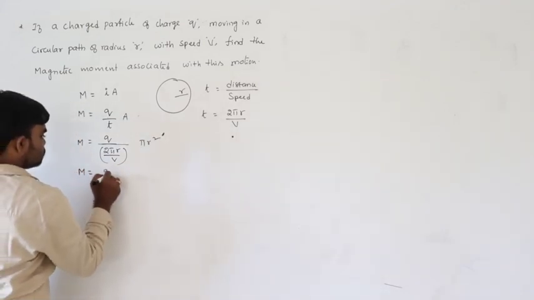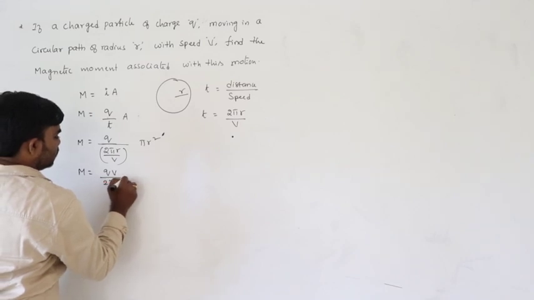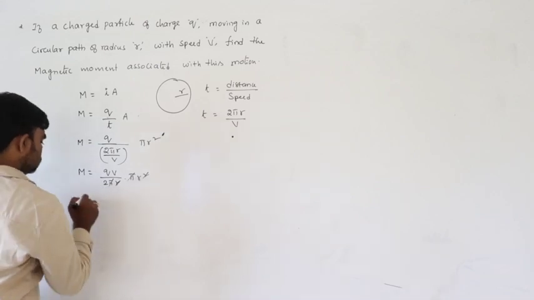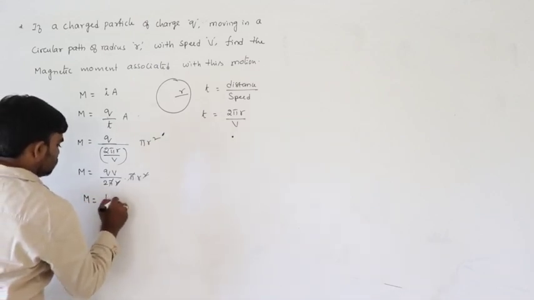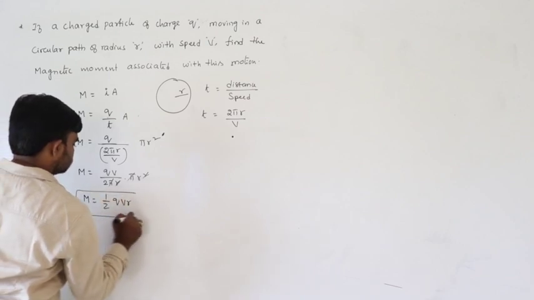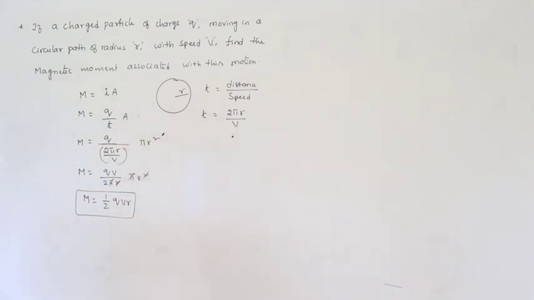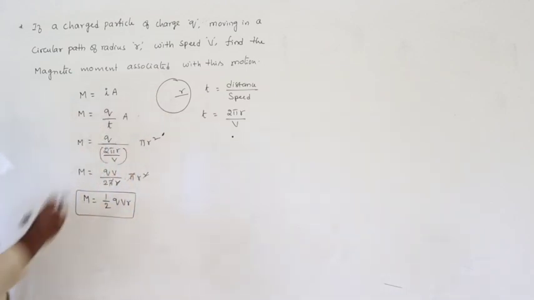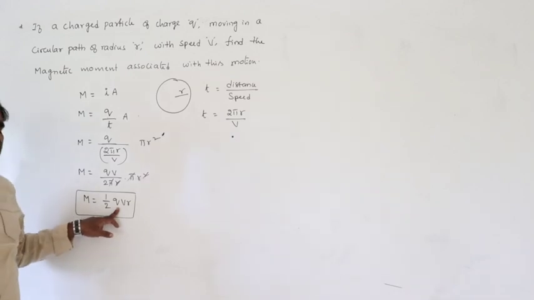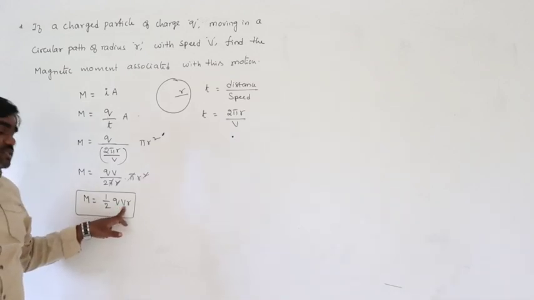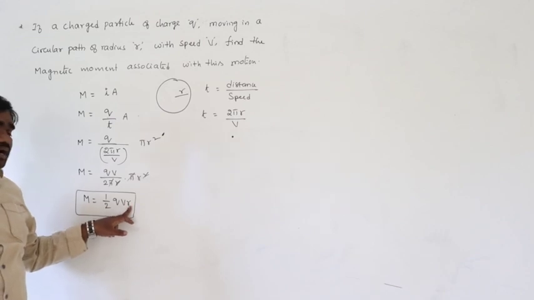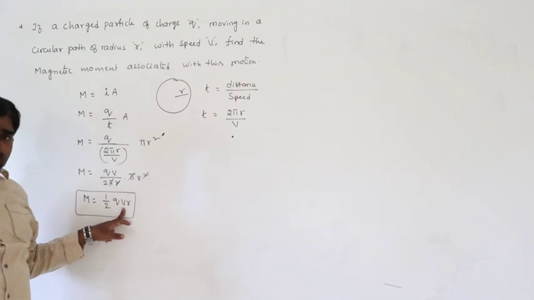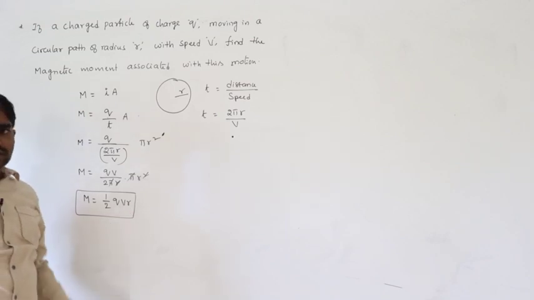So, M is equal to qv by 2 pi r into pi r square. Pi gets cancelled, one r cancelled. So, magnetic moment is equal to half qvr, where q is the charge of the charged particle, v is the velocity or speed, and r is the radius of the circular path.